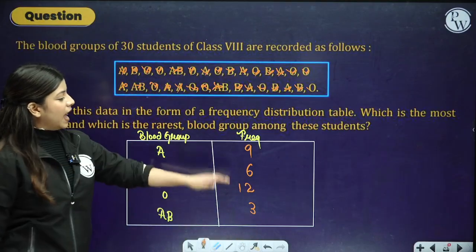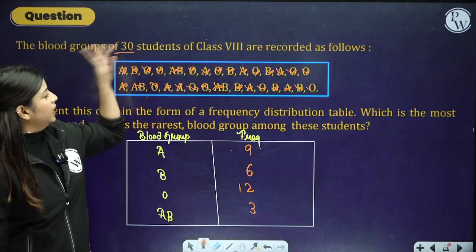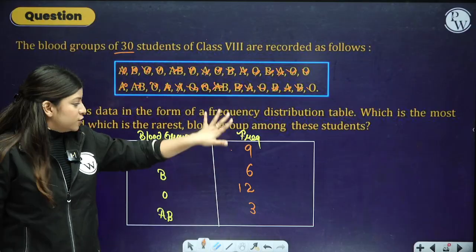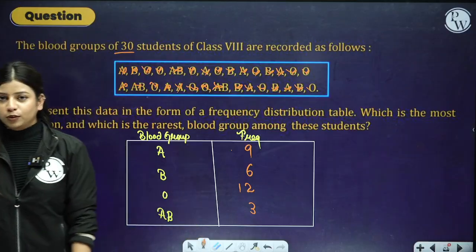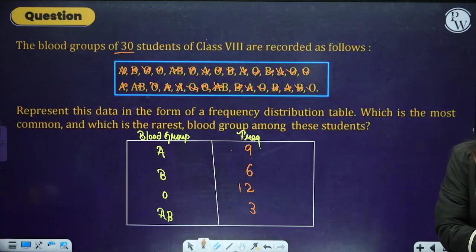Now if we add them, 9 and 6, 15, 12 and 3, 15, 15 and 15, 30, we have included all. So this is what is frequency distribution. This is what is known as frequency distribution, right?